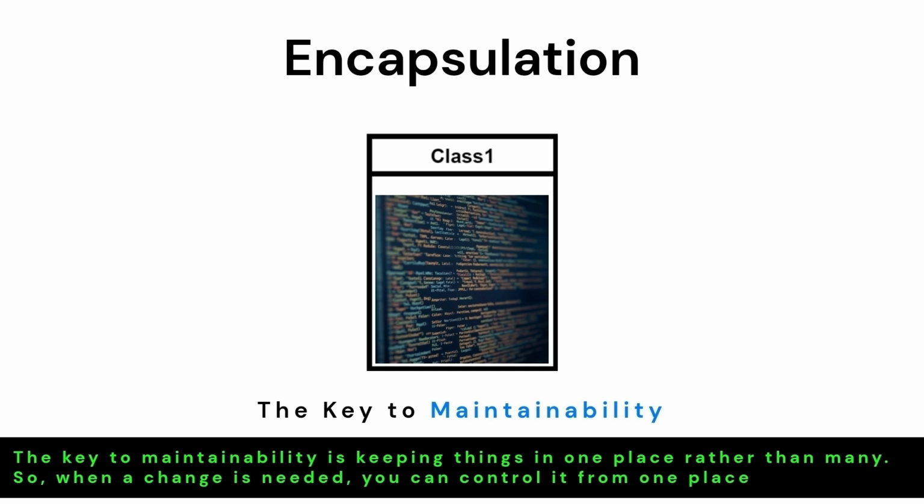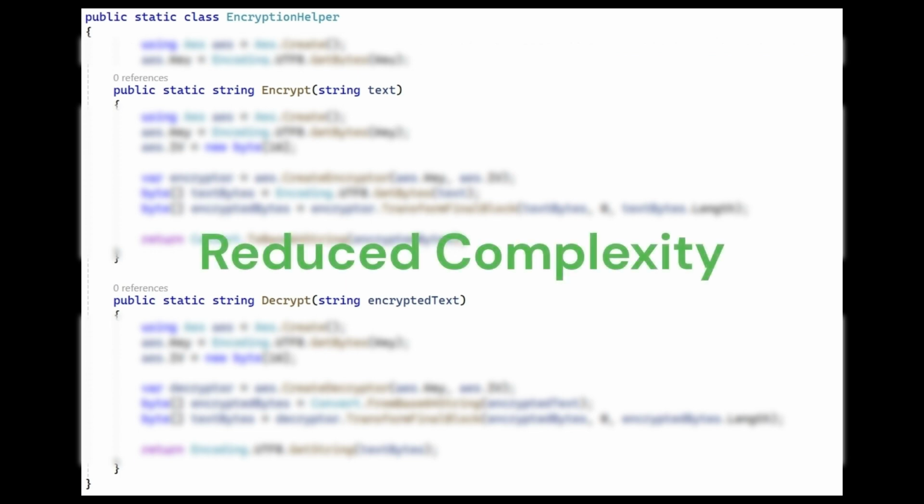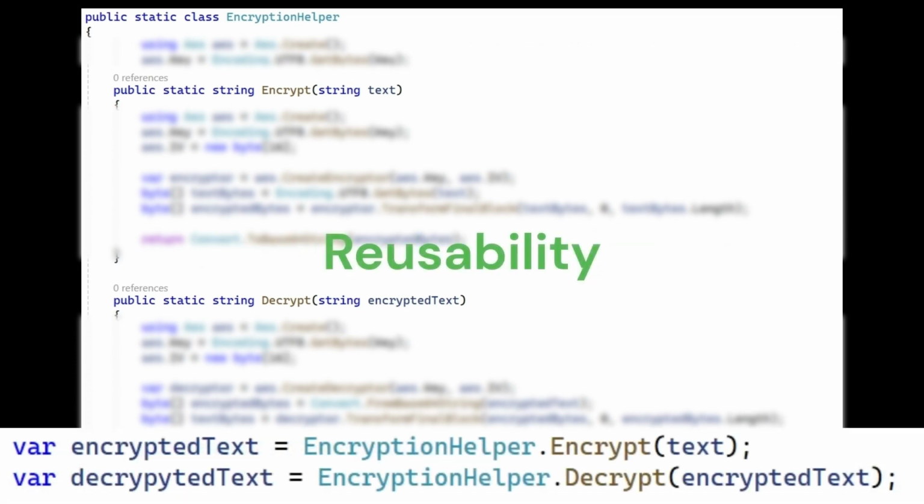On top of that, there are some other benefits as well. For example, see this code. This is the code for encryption and decryption. If you keep this code encapsulated, you will get following benefits. Reduced complexity, because you don't have to understand the complex logic of encryption for using it. Reusability, readability.